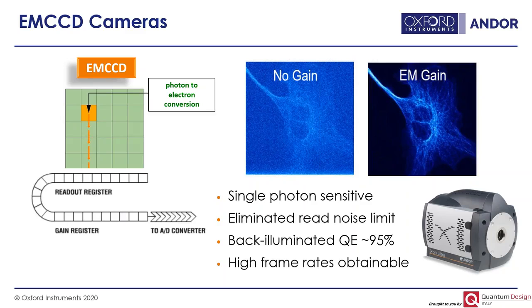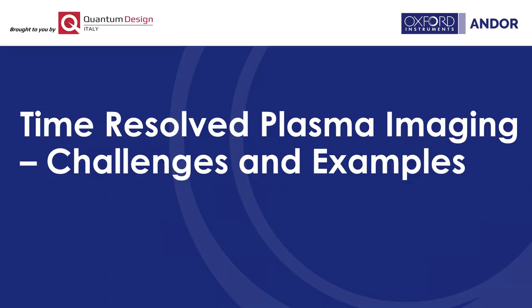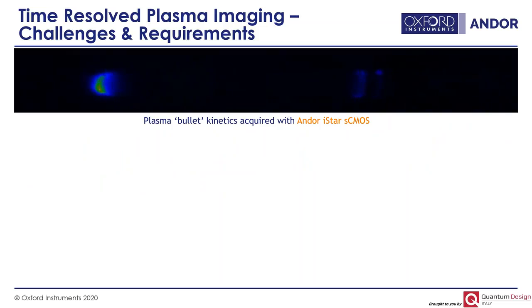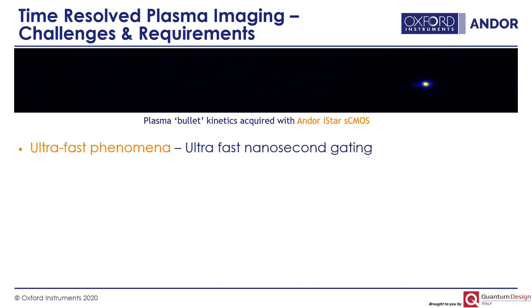So I just want to talk a bit now about some of the challenges that come with time resolved plasma imaging. I'll start with imaging first and then talk a bit about spectroscopy afterwards. When you're trying to image your plasma, there are several challenges that you're confronted with. Firstly, depending on what you're doing, you can often have an ultra-fast plasma that doesn't hang around very long. So to actually capture that in an image, you need some kind of ultra-fast nanosecond gating. The image at the top, for instance, was captured using a series of ultra-fast gated images sequentially added up to give you a full kinetic series.